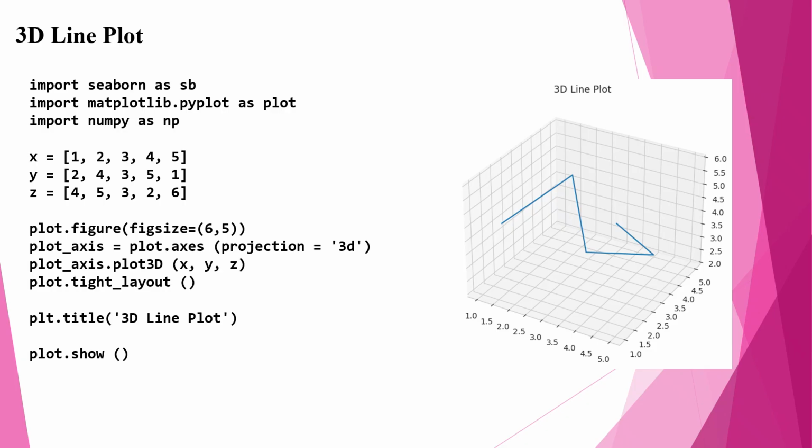A tight_layout function is used to adjust spacing for better representation. A title is added to describe the plot, and finally, plt.show is used to display the 3D visualization.